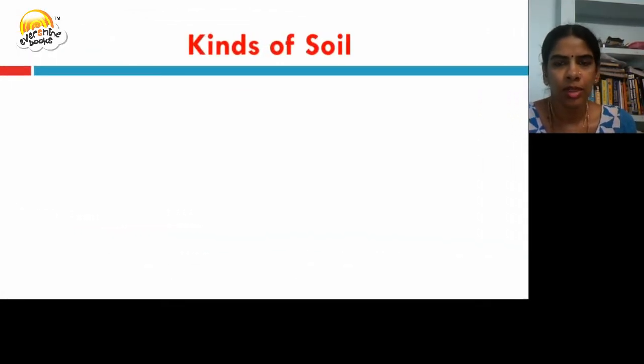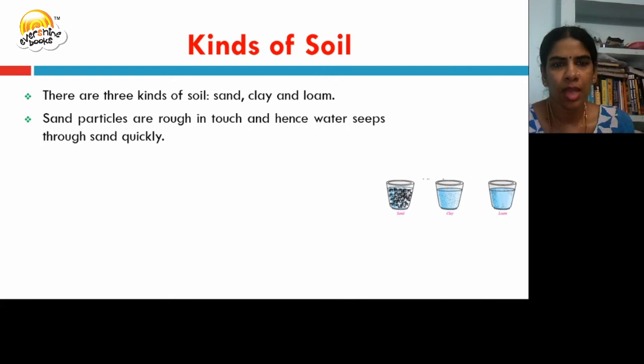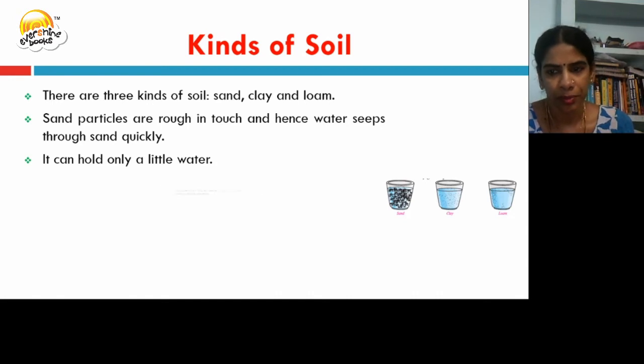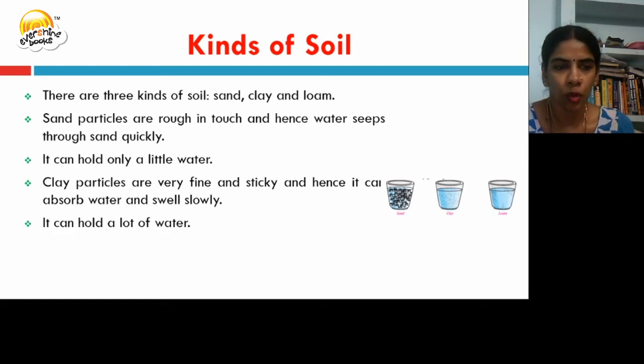Let us discuss different kinds of soil. There are three kinds of soil: sand, clay and loam. Sand particles are rough to touch. Hence, water seeps through sand quickly. That is, it allows more water to go inside. It can hold only a little water. Clay particles are very fine and sticky and hence it can absorb water and swell slowly. It can hold a lot more water than the sand.